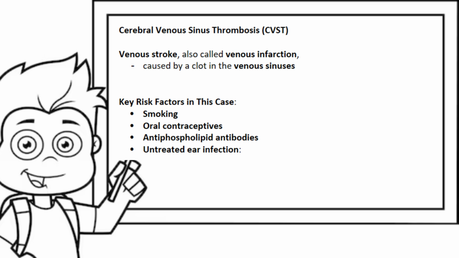This woman had multiple reasons her veins could clot, and they include the fact that she smokes. Remember, smoking raises clotting risks. She's also on oral contraceptives, and remember that oral contraceptives are known to increase thrombotic risks. She has antiphospholipid antibodies, a clot-promoting autoimmune condition, and she has an untreated ear infection. Infections near the brain can spread and inflame venous sinuses. This wasn't just bad luck, her risk factors stacked up like dominoes.